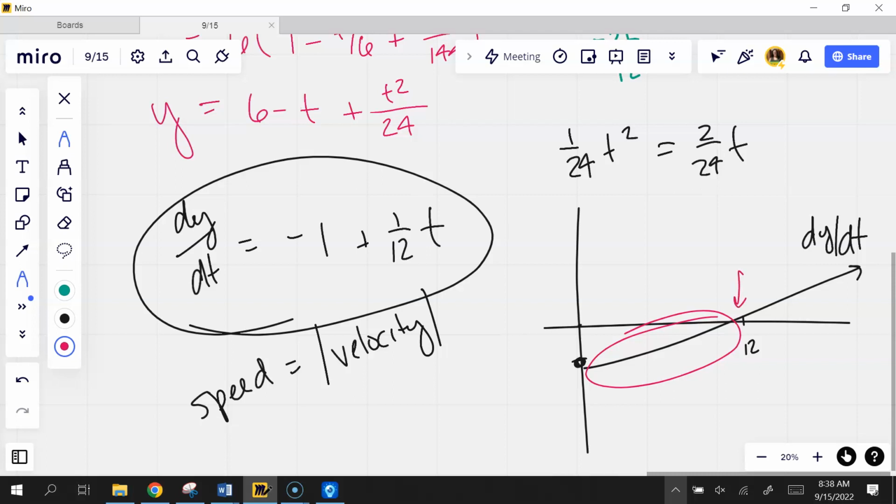This is when velocity, because what's my interval here that I'm looking over? Does it say? 12 hours. So 12 is as far as I go, so I'm stopping here. That's when it's the slowest. Does that make sense? Are you sure? Would it make sense that that's when that's the slowest?